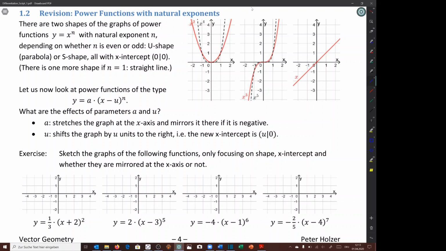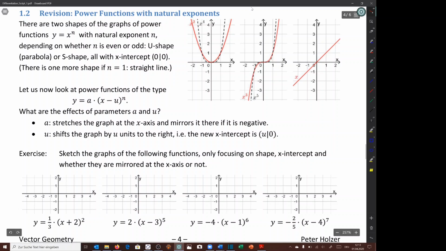Let us now revise briefly power functions with natural exponents, since we will need them for analyzing polynomial functions. There are basically two shapes of the graphs of power functions with natural exponents. We have the U-shape or parabola, and we have the S-shape. We get a U-shape if the exponent is even, and we get an S-shape if the exponent is odd.